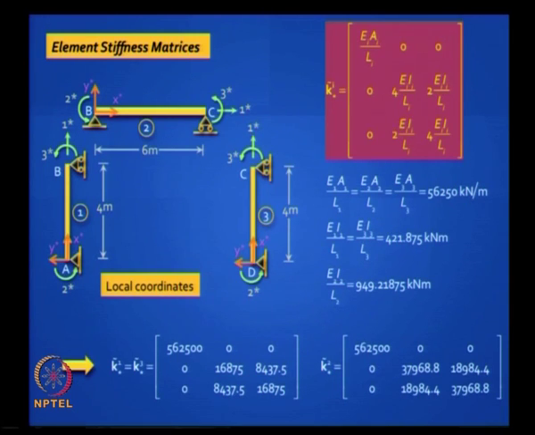What do you do next? You generate the structure stiffness matrix. You do it in 2 phases. First you do this Ki TDI for the 3 elements. All this can be done by matrix multiplication. If you are doing manually also, it is not difficult, it is only a 3 by 3, 3 by 6. Then you add up all the contributions.